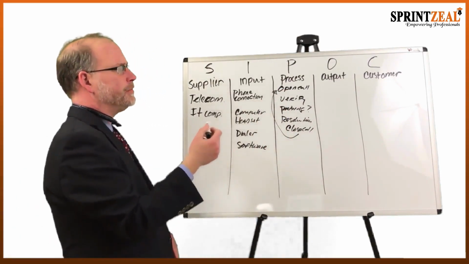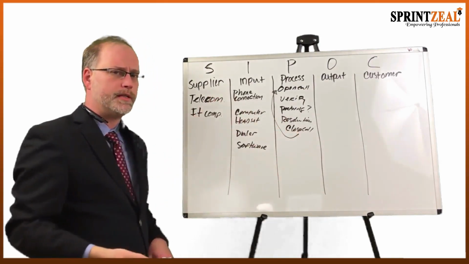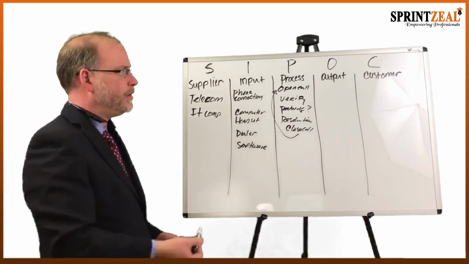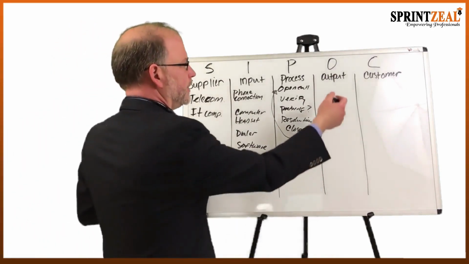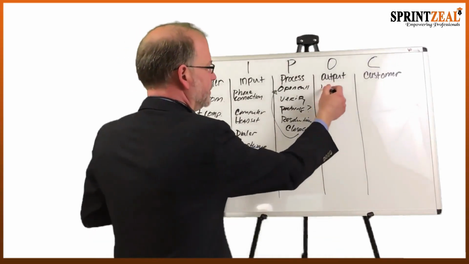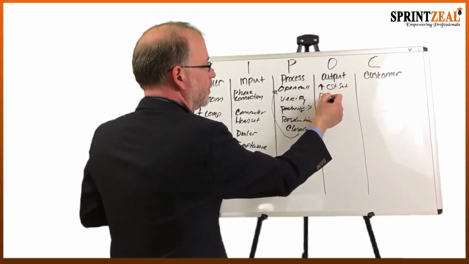So now that we know what our suppliers and our inputs are, and we know how those inputs create our process, what comes out of that process, right? Well, it could be multiple things. The output could be increased customer satisfaction, for instance. So increase customer sat. Or it could be a resolved call.